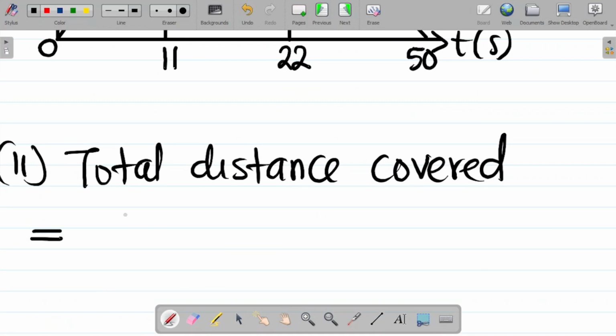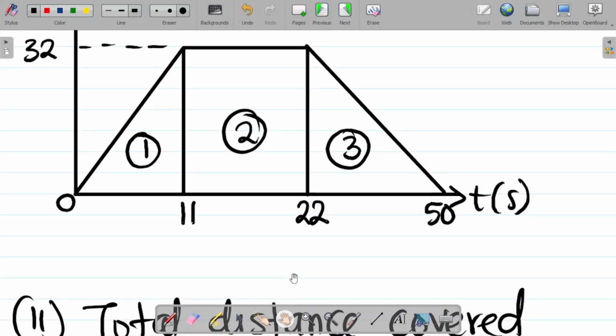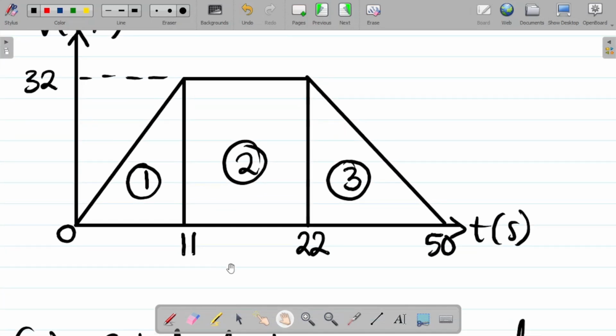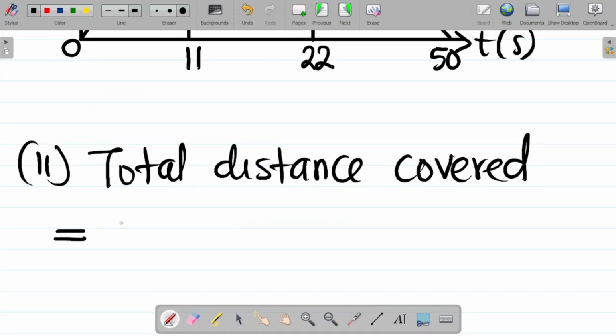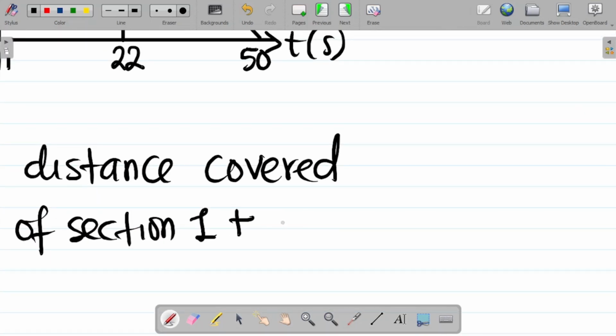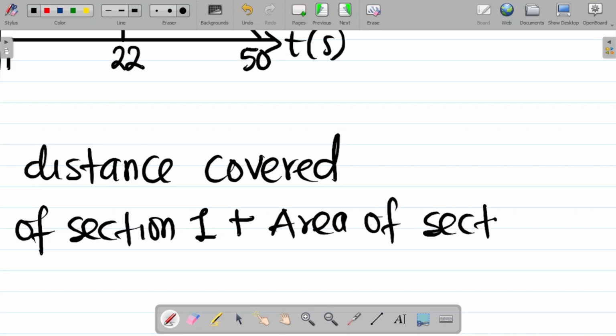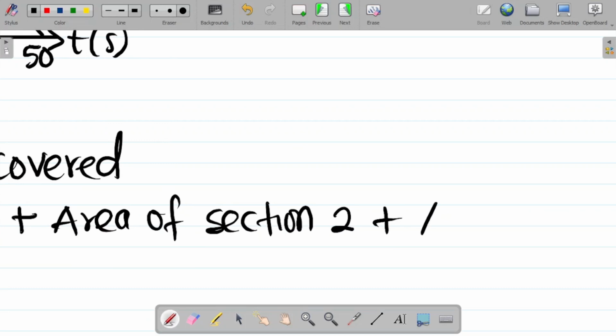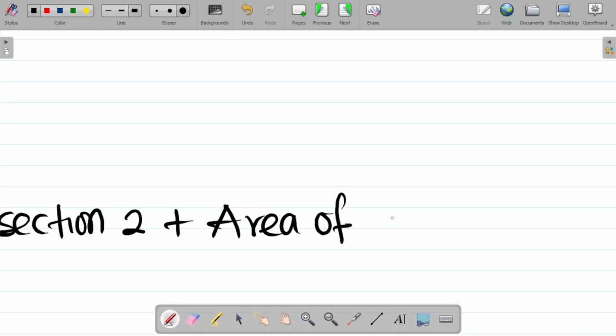So it becomes the area of a triangle. Let's start with the first section here. The area of section 1 plus the area of section 2 plus the area of section 3.